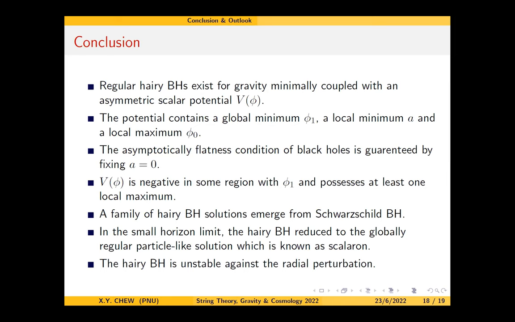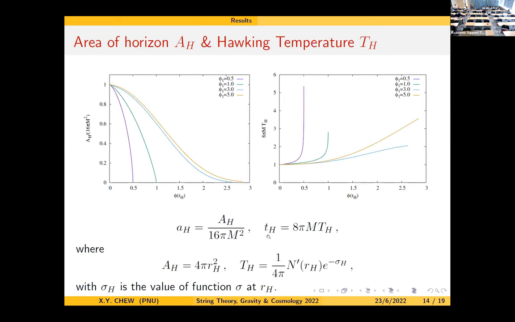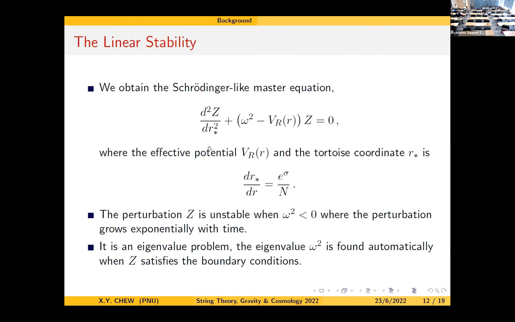Further. Okay, at the conclusion, on the bottom line, the hairy black hole is unstable against the radial perturbation. Yes. What do you mean by the radial perturbation? This radial perturbation is along the radial direction. That is not the standard perturbation technique, actually. Yes, I know. The important thing is that if the hairy black hole is stable, then we can accept it as a real black hole. But if it is unstable, then we reject that solution. Stability of the black hole is very important.